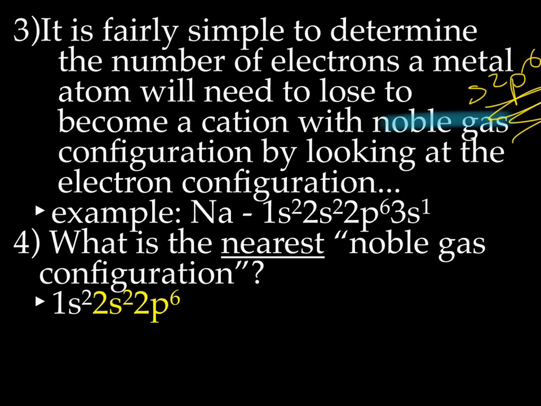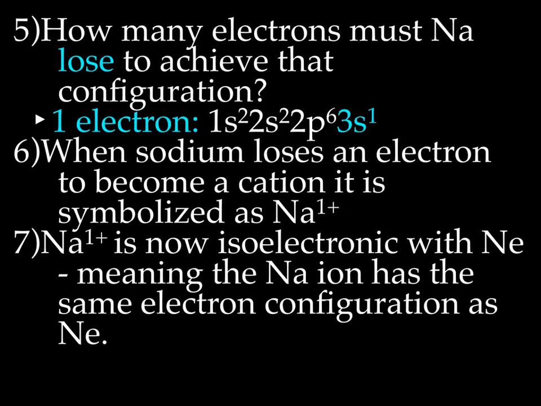We have sodium, 1s2, 2s2, 2p6, 3s1. The nearest noble gas configuration is this one right here, right? Because we have the s2p6. So that's right here. All right, so now, how many electrons must sodium lose to achieve that configuration? 1 electron. He's going to lose the 3s1.